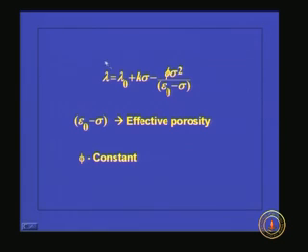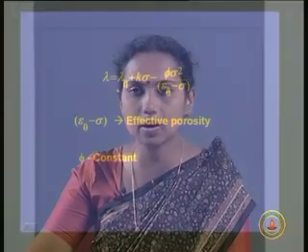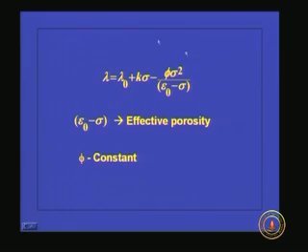So, the equation can be modified like this: lambda is equal to lambda naught, where lambda naught is the filter coefficient of the clean filter, plus k into sigma, minus phi into sigma squared, divided by epsilon naught minus sigma, because epsilon naught is the porosity and sigma is the specific deposit. So, epsilon naught minus sigma is the effective porosity, because the pore is getting reduced and reduced, and phi is a constant. This is very, very important.